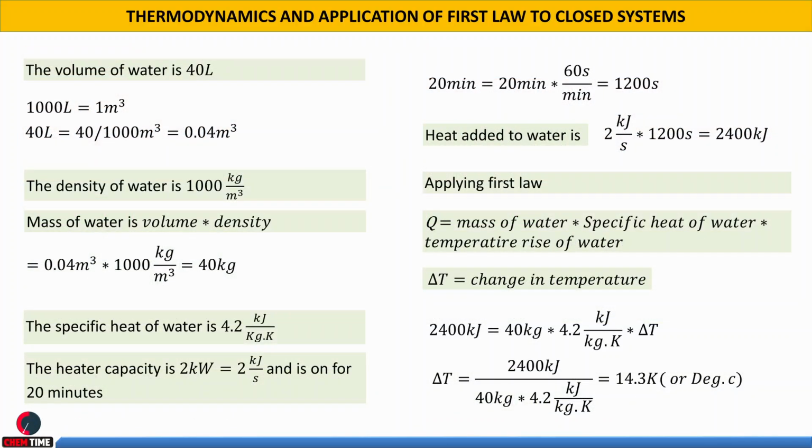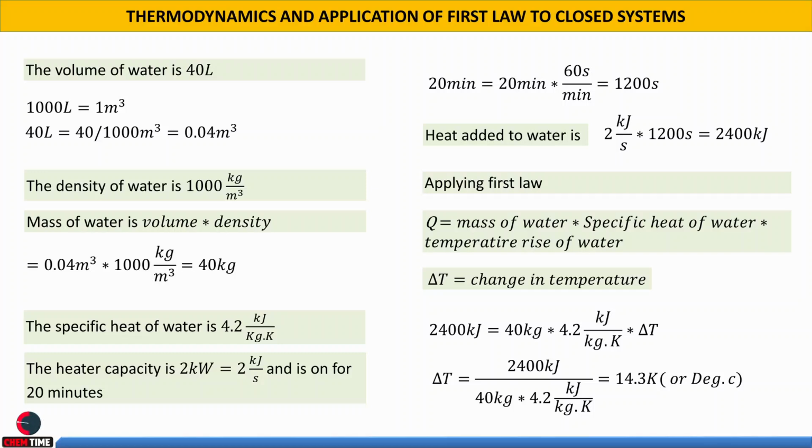The volume of water is 40 liters. We know 1000 liters is 1 meter cube, and 40 liters corresponds to 0.04 meter cube. The density of water is 1000 kg per meter cube, and therefore the mass of water is volume into density, 0.04 meter cube into 1000 kg per meter cube, that is 40 kg. The specific heat of water is 4.2 kilojoules per kg Kelvin.